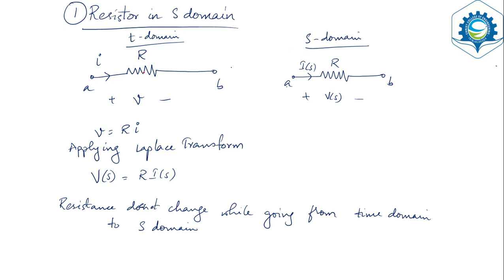You can draw the resistor from the time domain to the S domain by drawing a resistor itself, and the value will be R itself. There will be no change in the value of the resistor. Okay, I'm not going to move into the derivation.